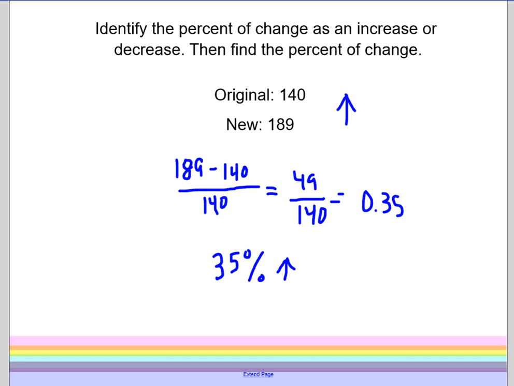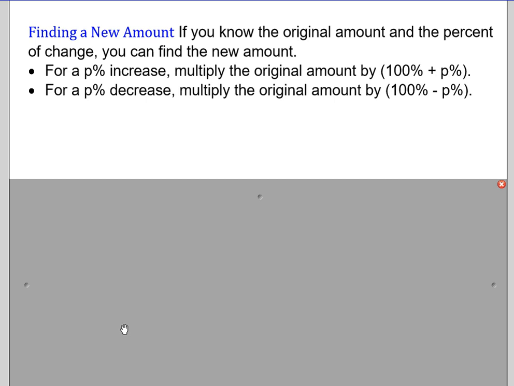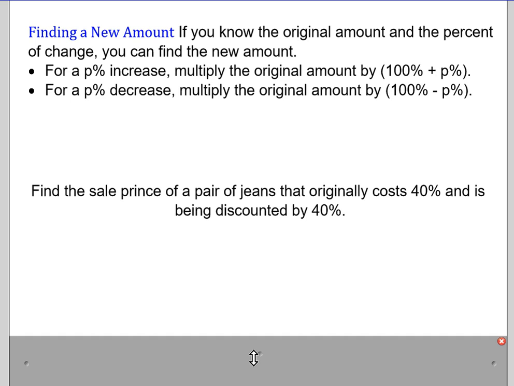All right, last idea we're going to do is, if you know the original amount and the percent of change, you can actually find the new amount. So I have the equations right here. For a percent increase, you multiply the original amount by 100% plus whatever the increase amount is. For a decrease, you multiply the original amount, but instead of adding the percent to 100%, you're going to subtract. So let's see how this works with a word problem.